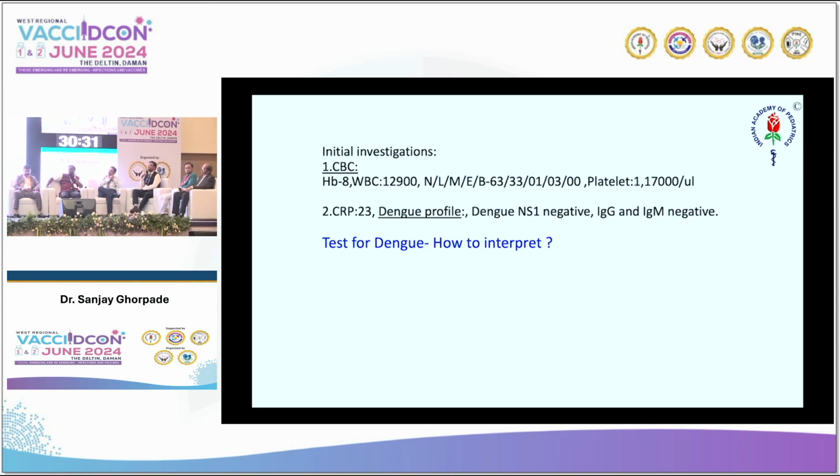Nikhil, coming to your case again, this was dengue negative, we were suspecting dengue, still clinically dengue, but everything is negative. Can you interpret the dengue test? One thing which I would say is the no card test.